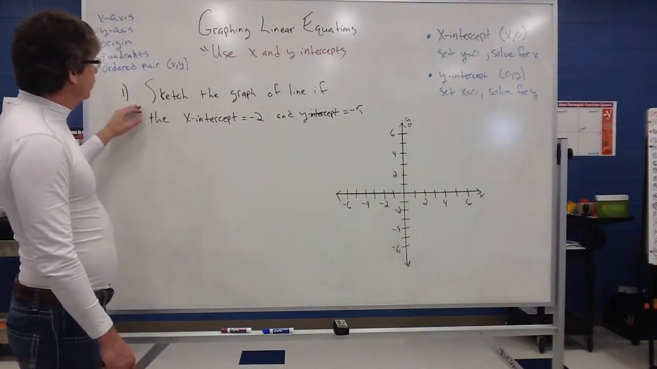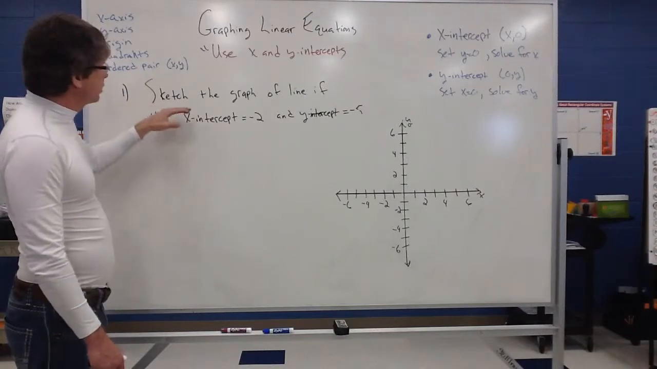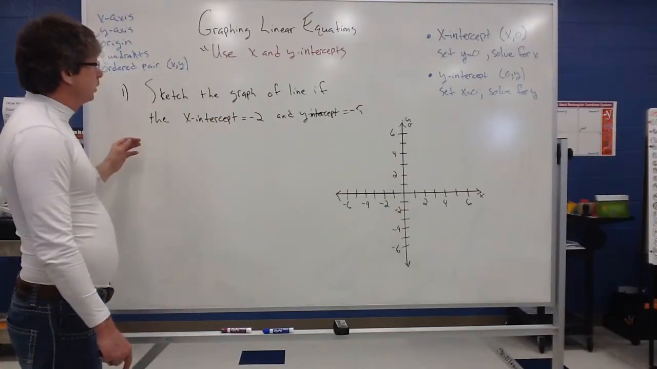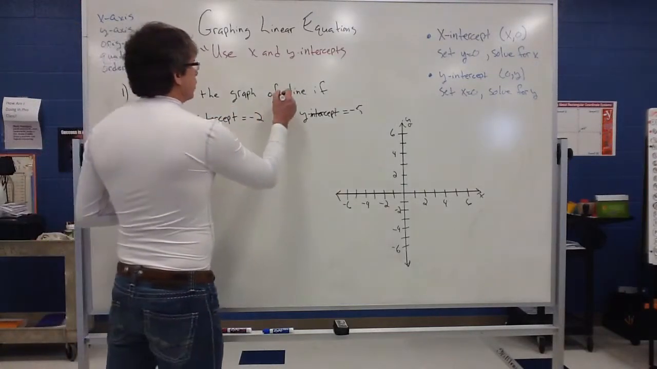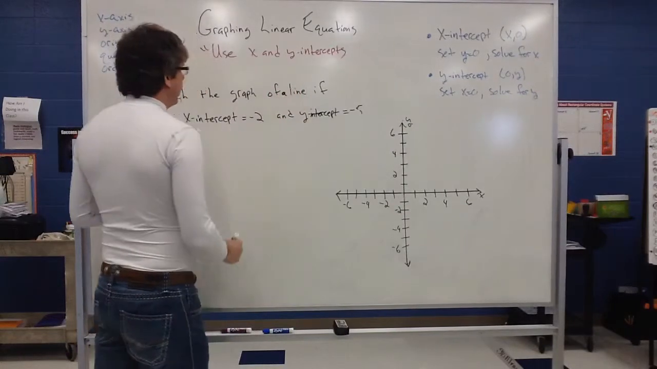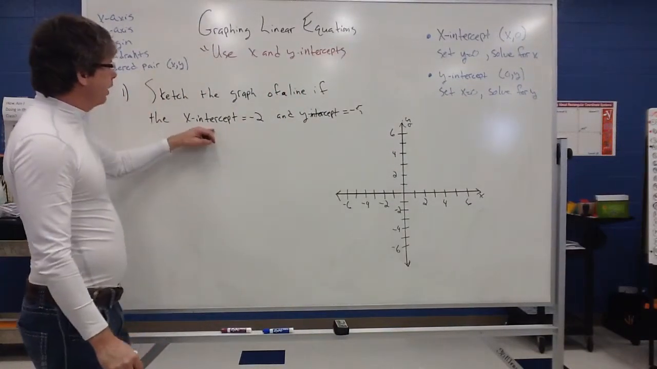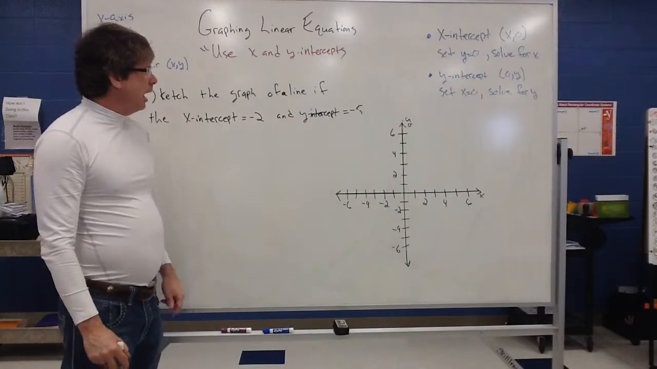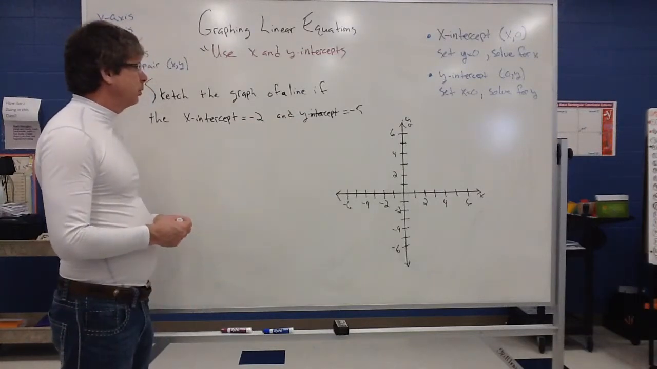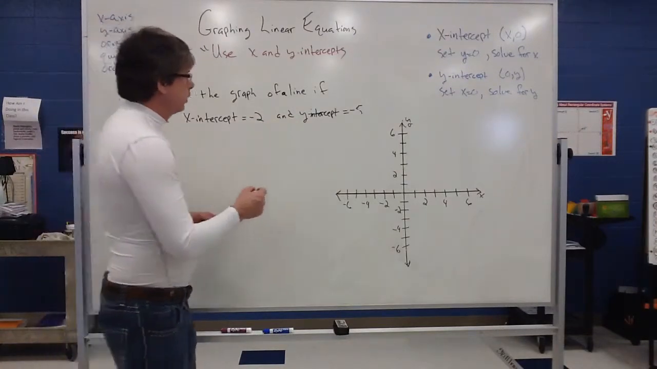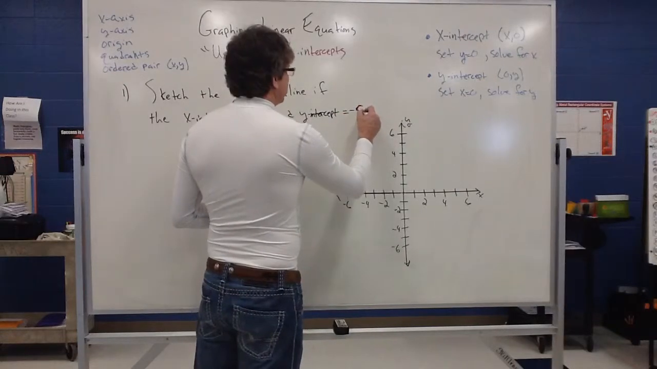Now, what we're asked to do is sketch the graph of a line. Let me put an A in there. Sketch the graph of a line if the x-intercept equals -2 and the y-intercept equals -5.